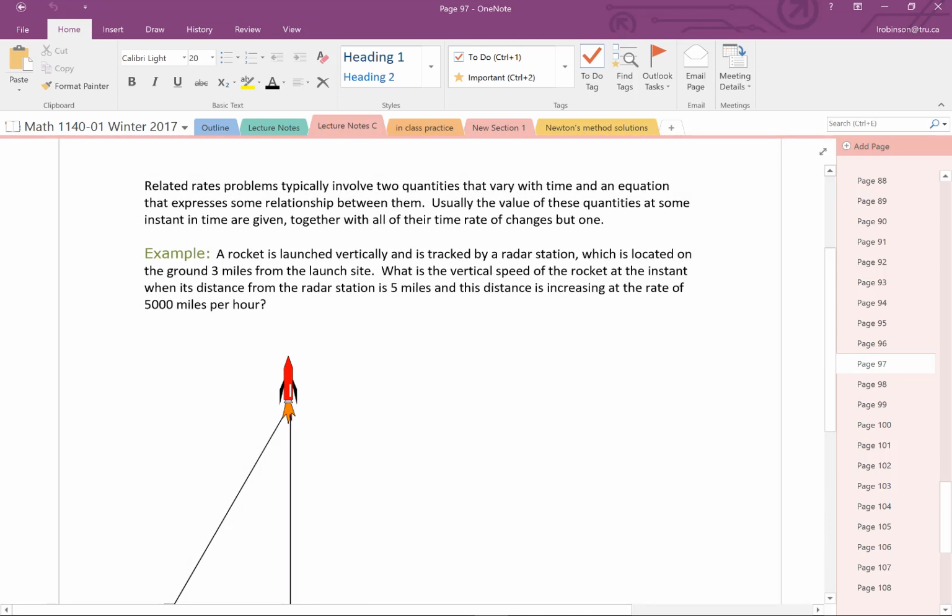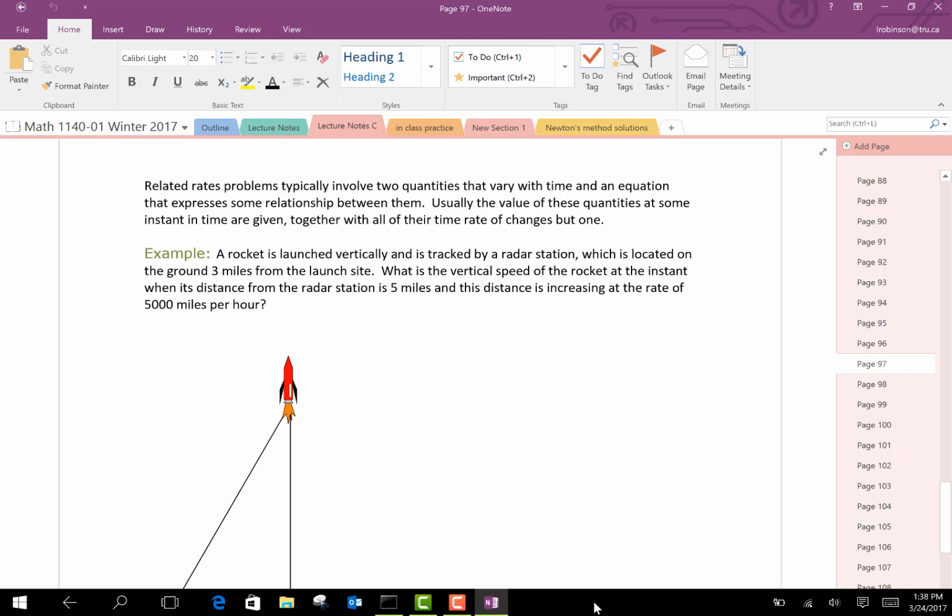Okay, page 97. So related rates, they're just a particular type of word problem. There's just a few sort of varieties of them. They're not very hard once you get the hang of them.